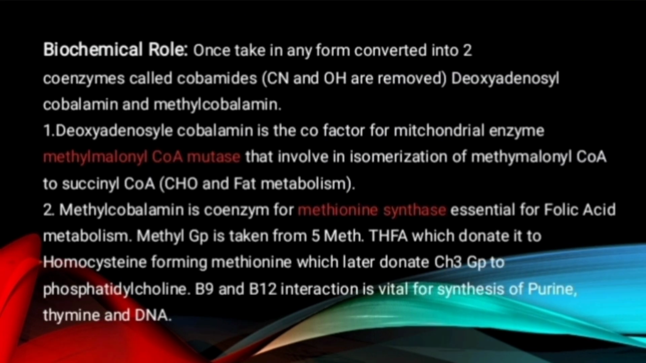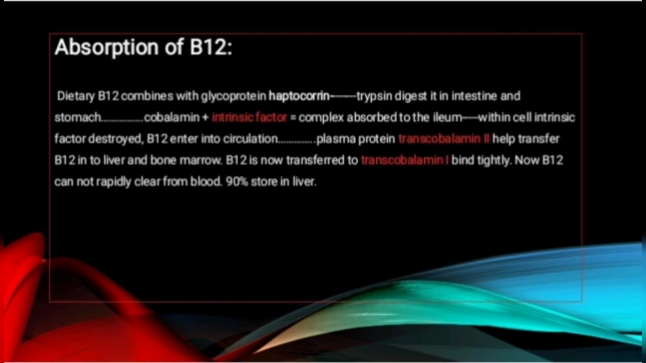The folic acid and vitamin B12 interaction is vital for the synthesis of purine, thymine, and DNA, and has already been discussed in the section on folic acid. RBC formation suffers from vitamin B12 deficiency because of their higher turnover rate. The absorption of vitamin B12 is complex compared to others. There are certain salivary glycoproteins, haptocorrin. They are required to combine with the dietary cobalamin.